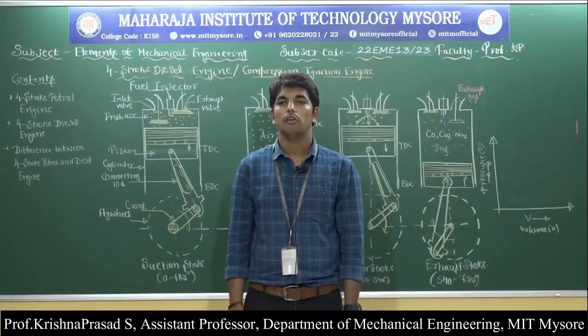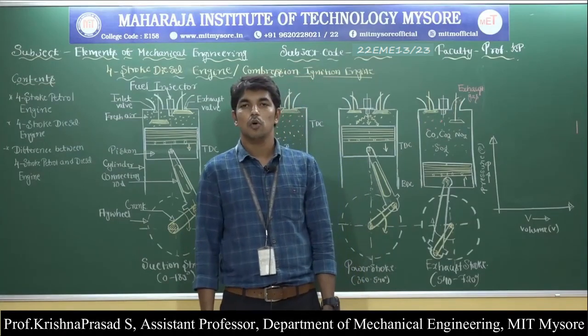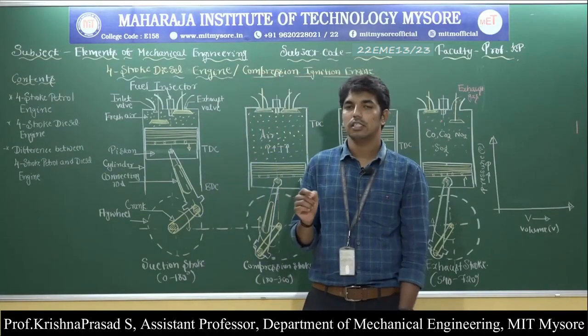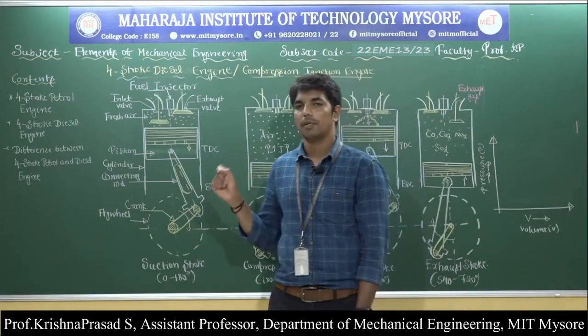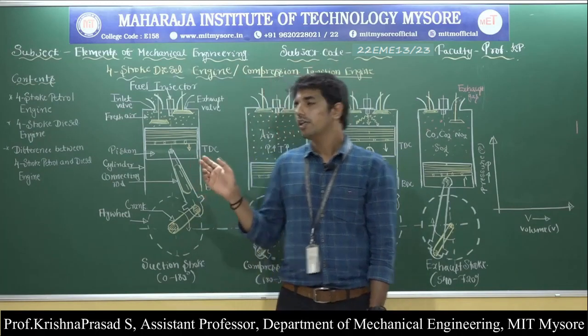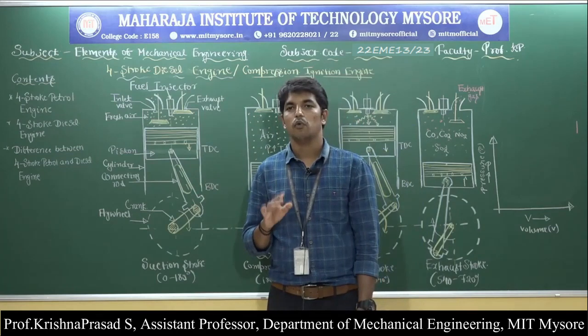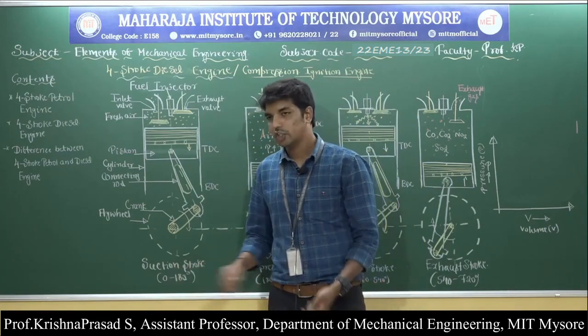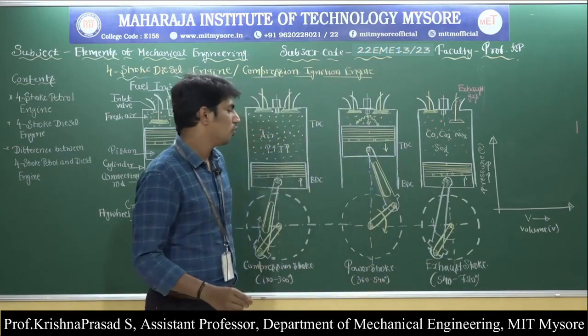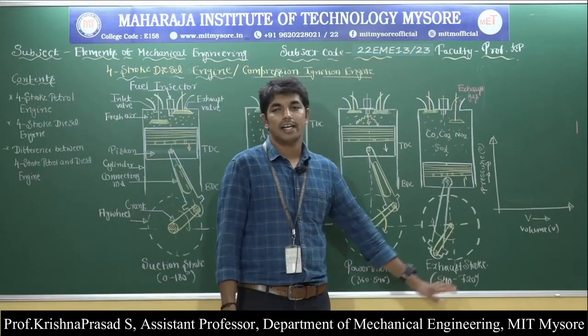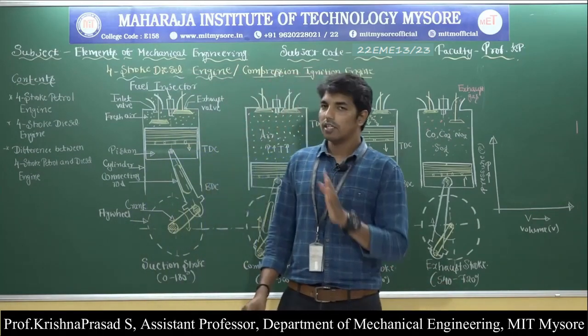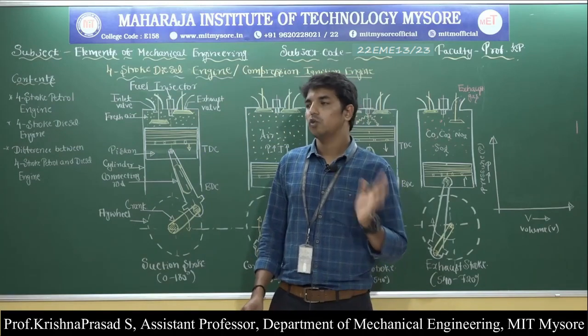The next topic is the 4-stroke diesel engine. The working of the 4-stroke diesel engine is almost similar to the 4-stroke petrol engine. In the case of the 4-stroke diesel engine, the working cycle is completed in 4 different strokes: suction stroke, compression stroke, power stroke, and exhaust stroke, and the working cycle is also completed in 2 revolutions of the crankshaft.